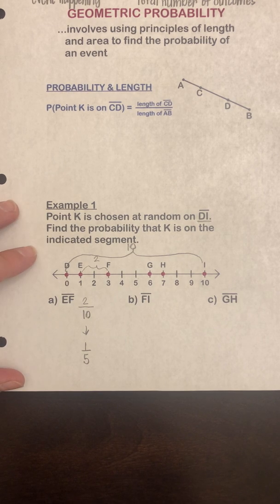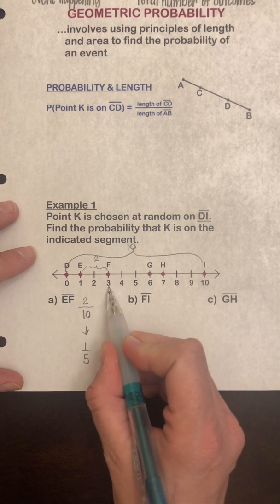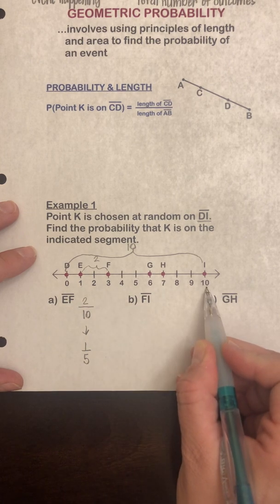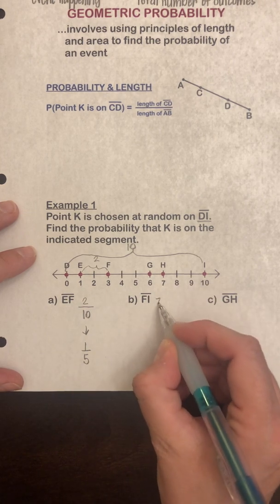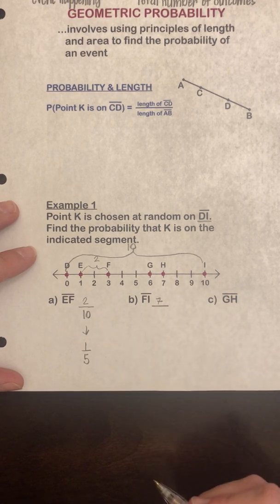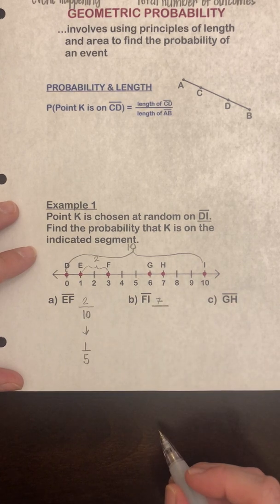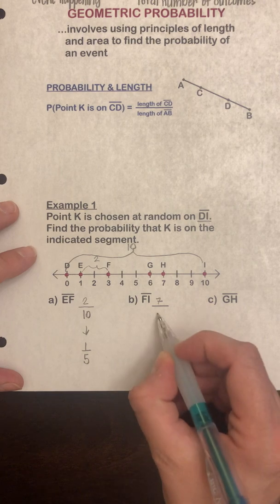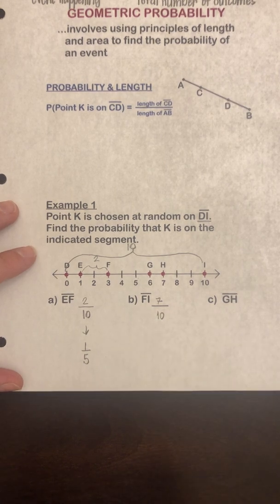So we're going to do the same thing for letter B. We want to know what's the probability of a point randomly being chosen and being on segment FI. So first we need to know how long FI is. Well, it starts at 3, it ends at 10, so that is a distance of 7 units over the entire length of DI, which we already figured out for the last problem is 10, and that does not reduce, and so that's our final answer.